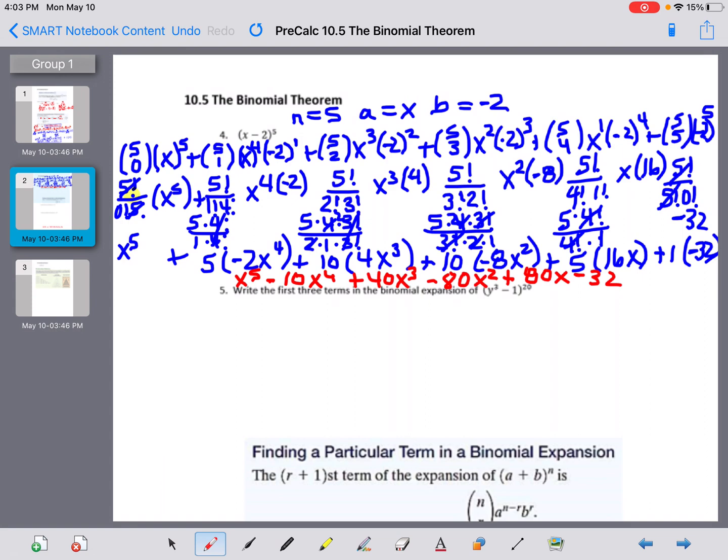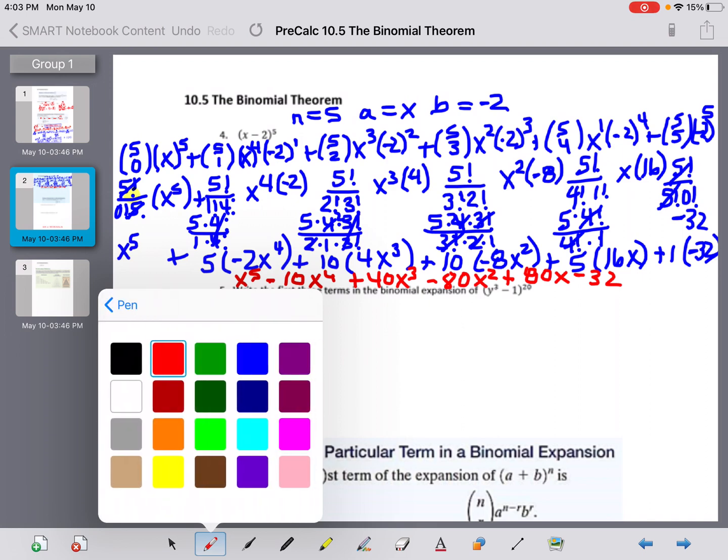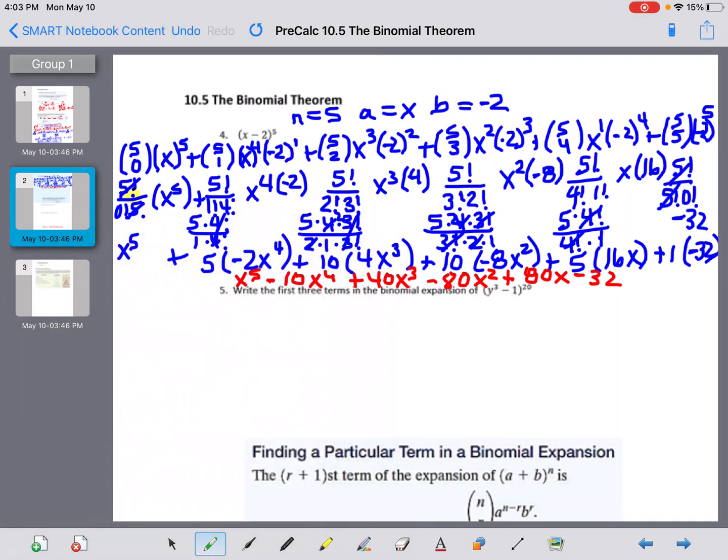Okay. How are we feeling on these? All right, notice a little bit nice here. I only had to find the first 3 terms in this binomial expansion of y to the 3rd minus 1 to the 20th power. I'm glad I don't have to find all 20 terms. So I just have to keep in mind, what am I doing? Well, I know my n here is 20. My a here is y to the 3rd, and my b here, make sure we catch that sign, is negative 1.